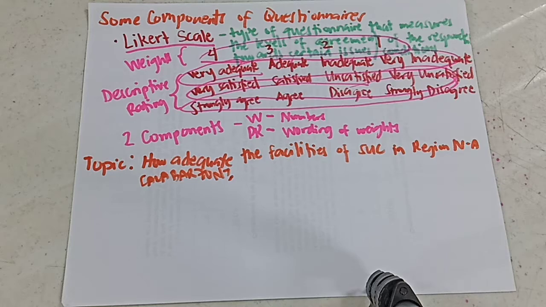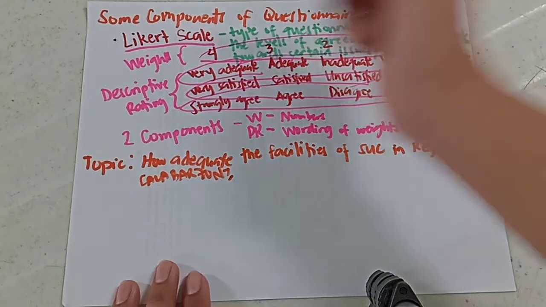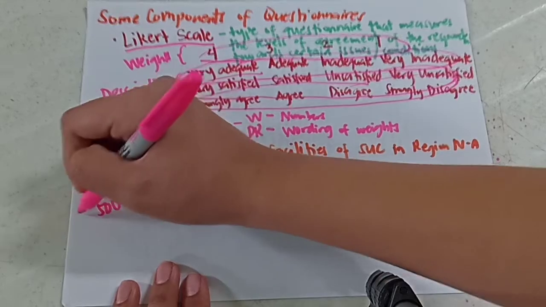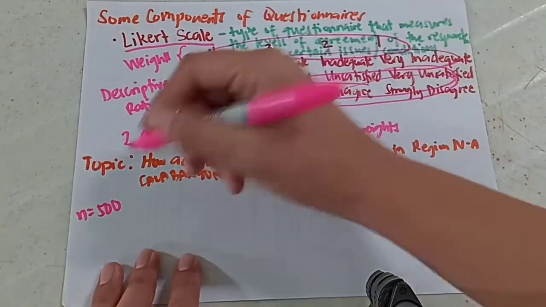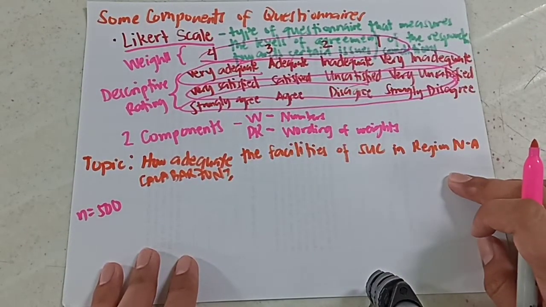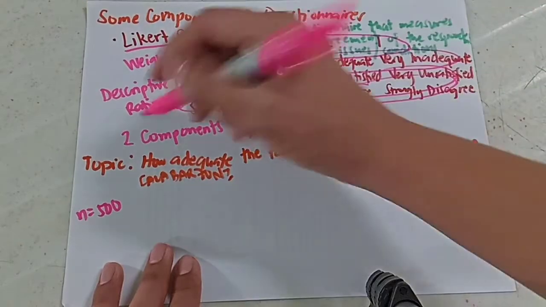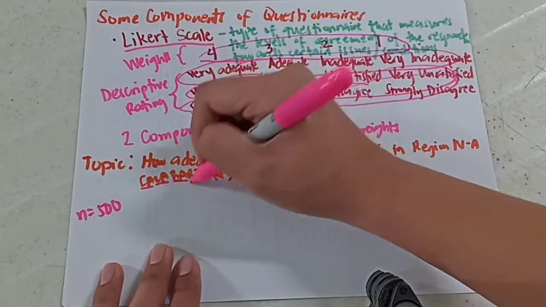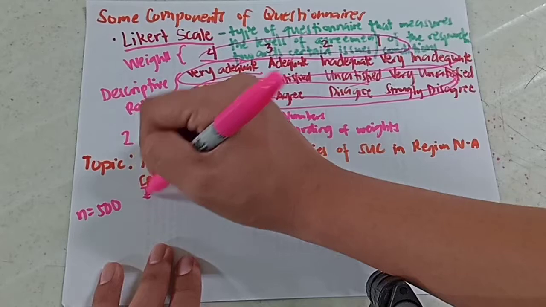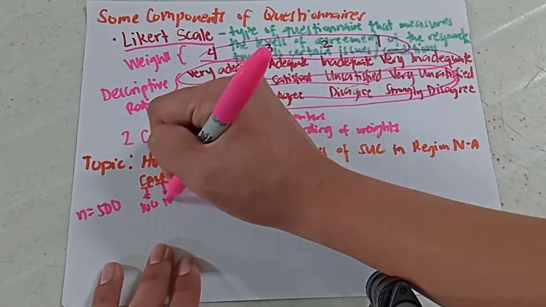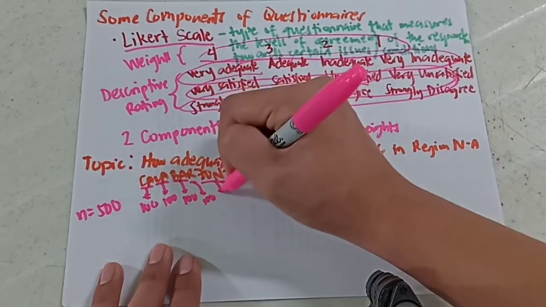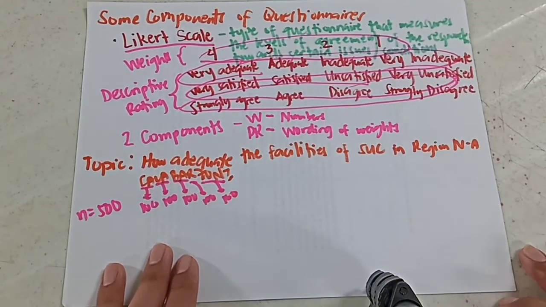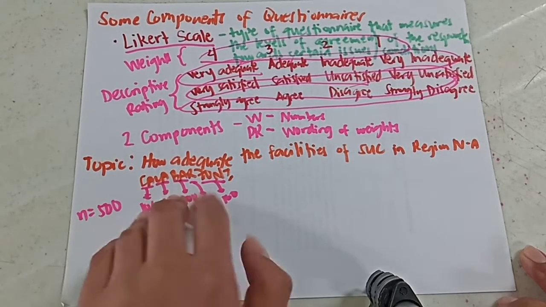Now, let's say that we have 500 respondents. So we have a sample of 500 respondents. Why 500? Because we have 5 provinces in the Calabarzon region: Cavite, Laguna, Batangas, Rizal, and Quezon. Let's say we have 100 from Cavite, 100 from Laguna, 100 from Batangas, 100 from Rizal, and 100 from Quezon. So we have 500 different respondents from the different provinces, because it comprises the Calabarzon region.